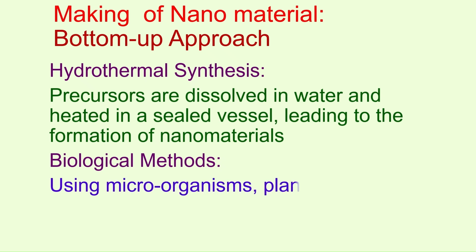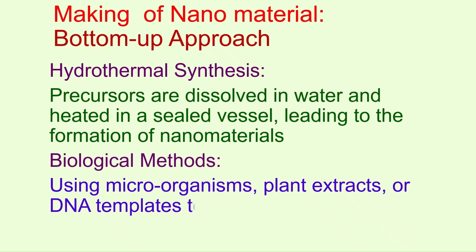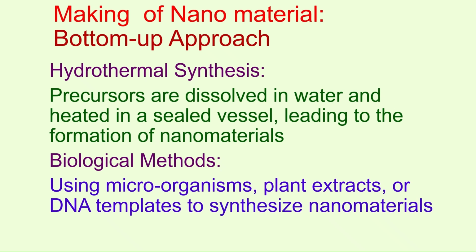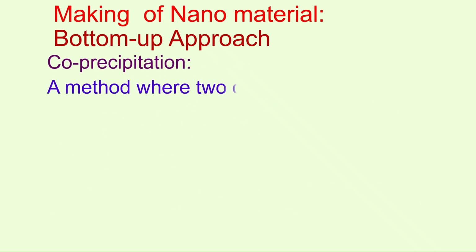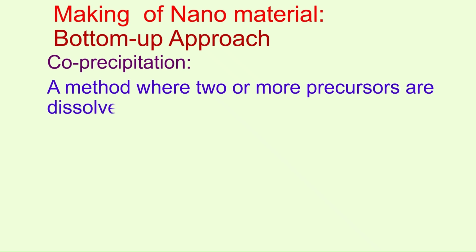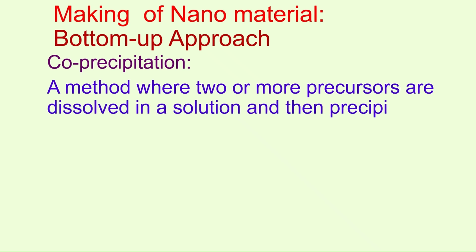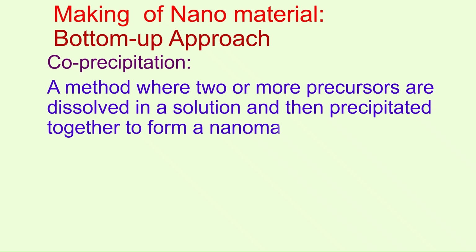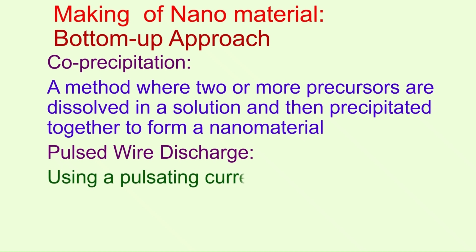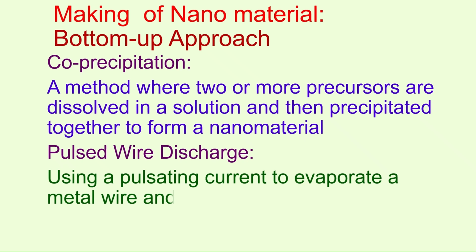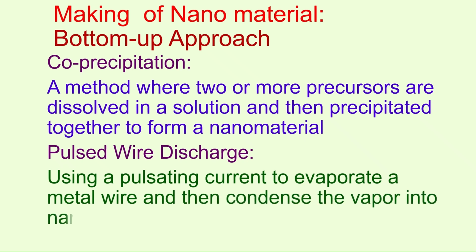Biological methods. Using microorganisms, plant extracts, or DNA templates to synthesize nanomaterials. Co-precipitation. A method where two or more precursors are dissolved in a solution and then precipitated together to form a nanomaterial. Pulsed wire discharge. Using a pulsating current to evaporate a metal wire and then condense the vapor into nanoparticles.